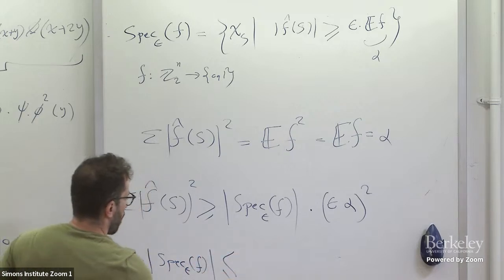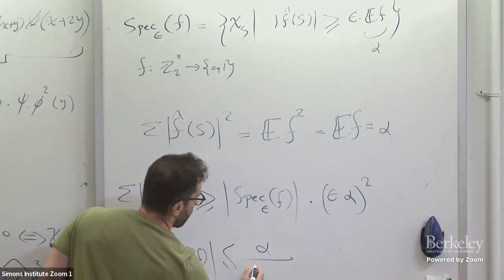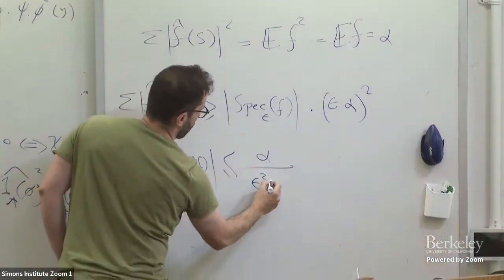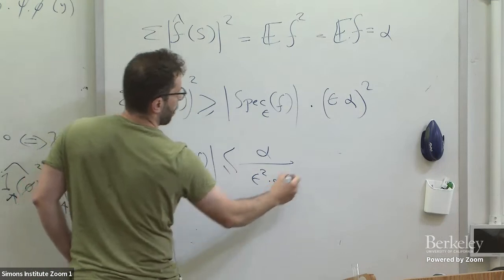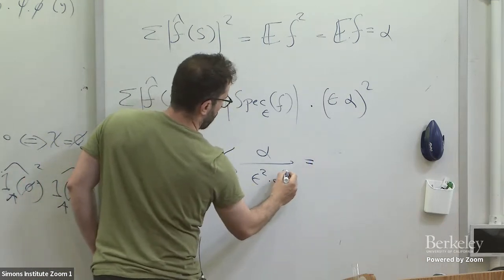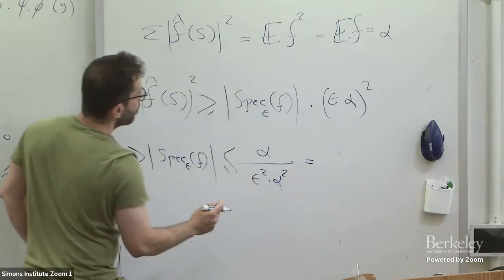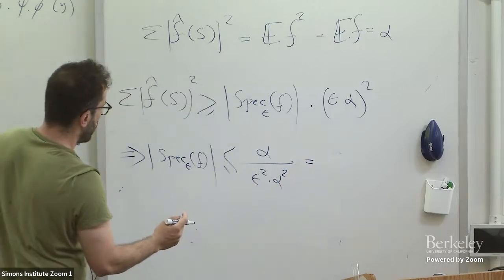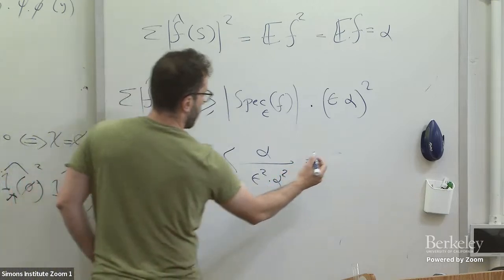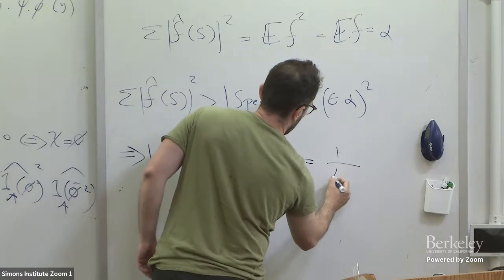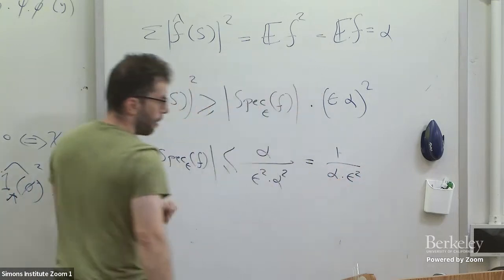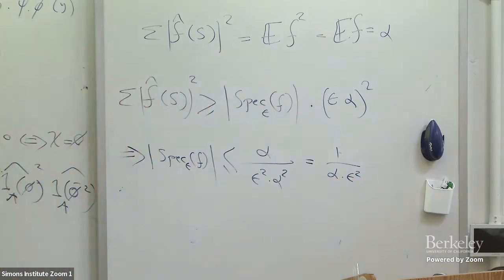that the size is at most alpha divided by epsilon squared times alpha. Okay, so you can't have too many of these large Fourier coefficients in this sense. They're at most 1 over alpha epsilon squared.